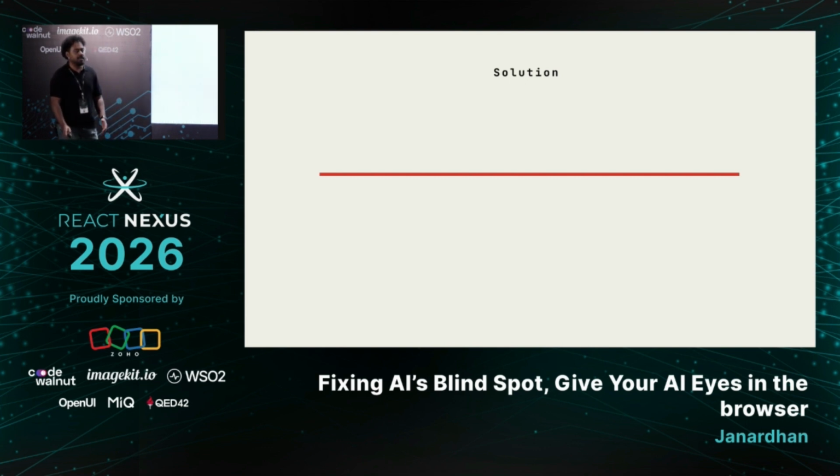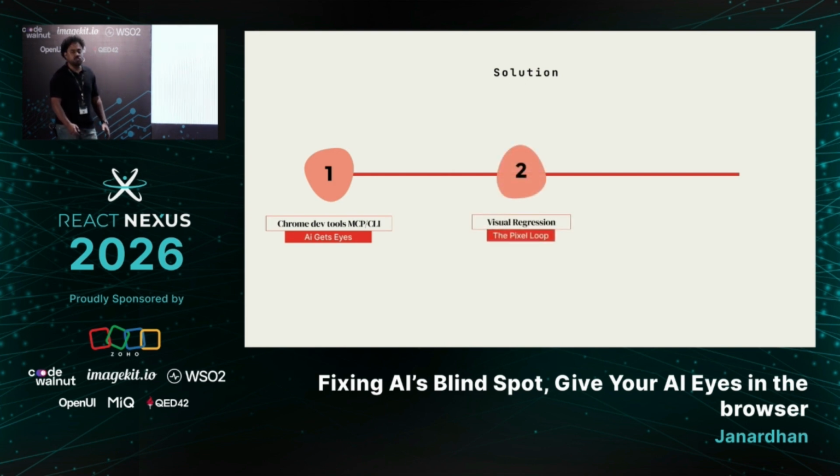So here I follow a three-step process in my development process. One is I use Chrome DevTools MCP as a first step, as a gatekeeper. And there is a CLI also recently released for the DevTools, through which you can reduce the amount of tokens that you use.